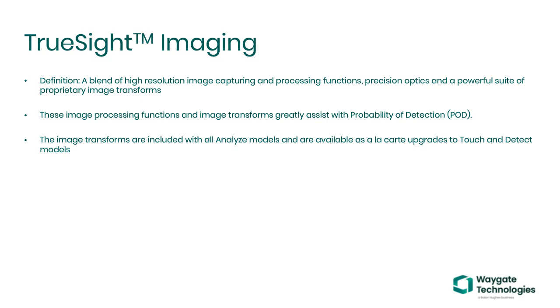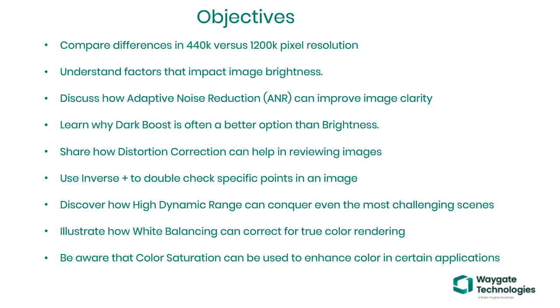In this presentation today, we'll look at several image transformation options that can increase an inspector's ability to identify or evaluate an indication. We'll start by comparing differences in pixel resolution, looking at factors that impact image brightness, and we'll discuss how adaptive noise reduction can really improve image clarity. We'll learn why dark boost is often a better option than playing with the brightness knob, and how distortion correction and inverse plus can help you check images to make sure that you're seeing everything that's available to see.